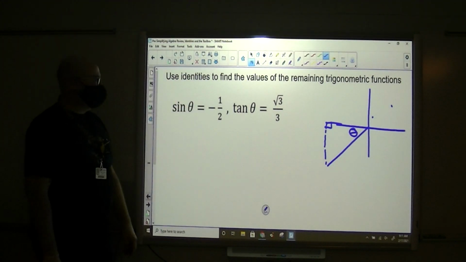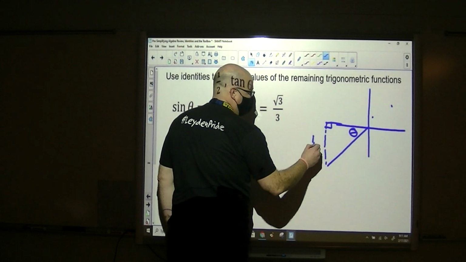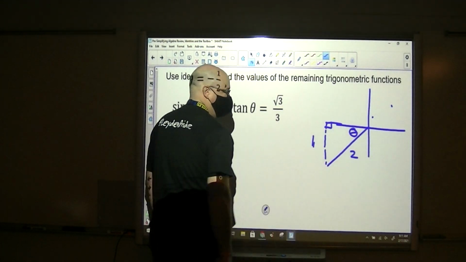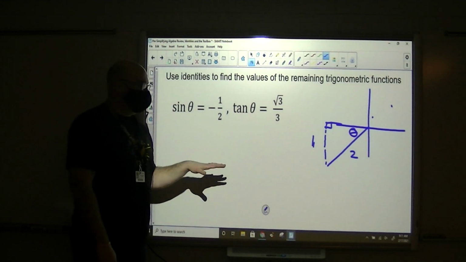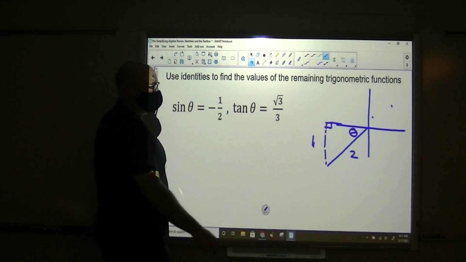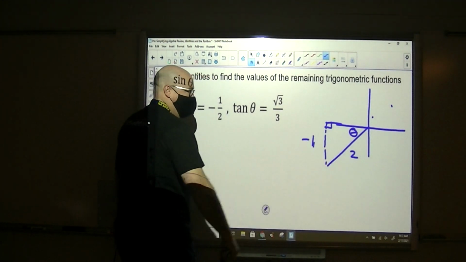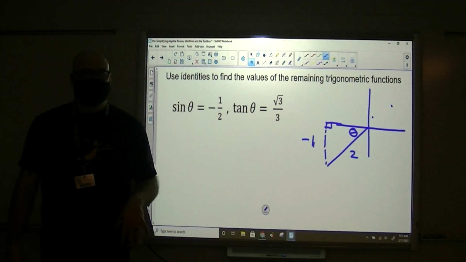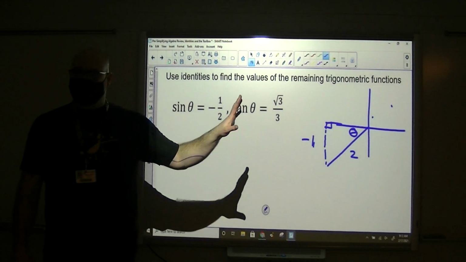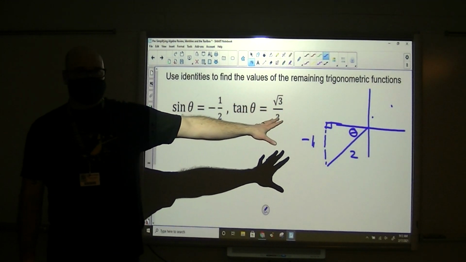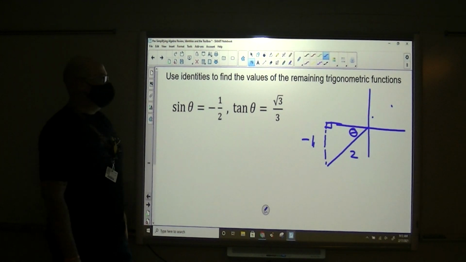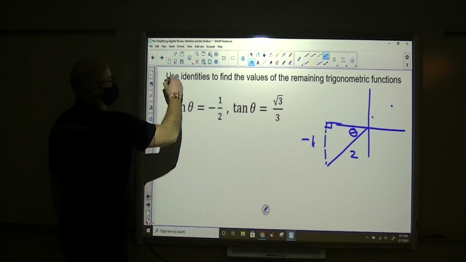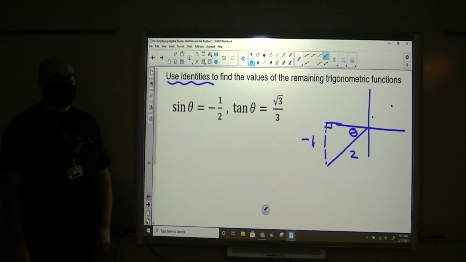And the sine of this angle is the opposite side over the hypotenuse. Is this coming back to you a little bit? Maybe. We use right triangle trig with this, and we say this is negative because it's coming down. I'm not going to go through how we did that back then. I'm going to go through how we can do it now, using an identity, because they want to know the remaining trigonometric functions.